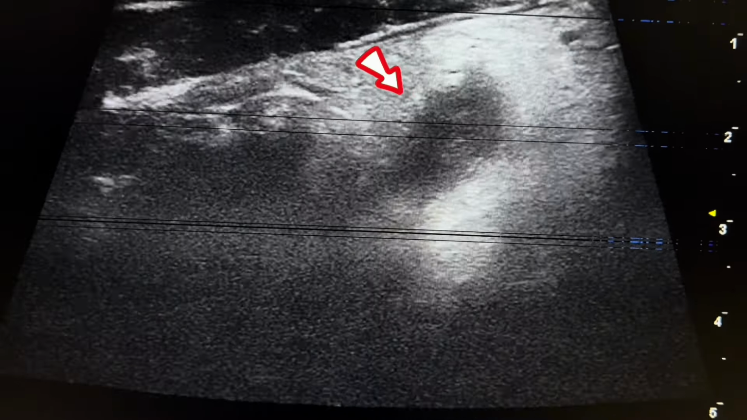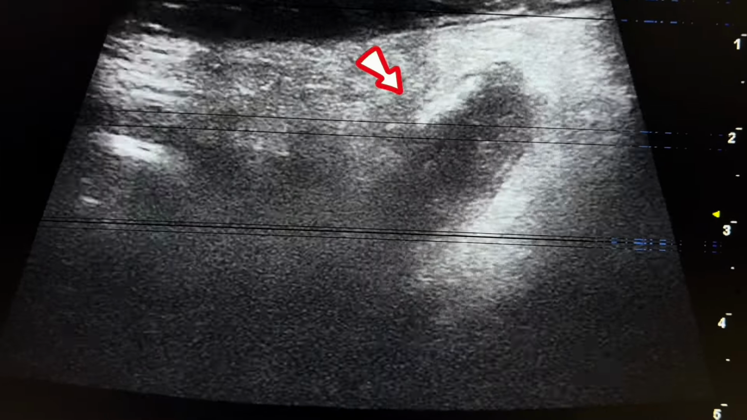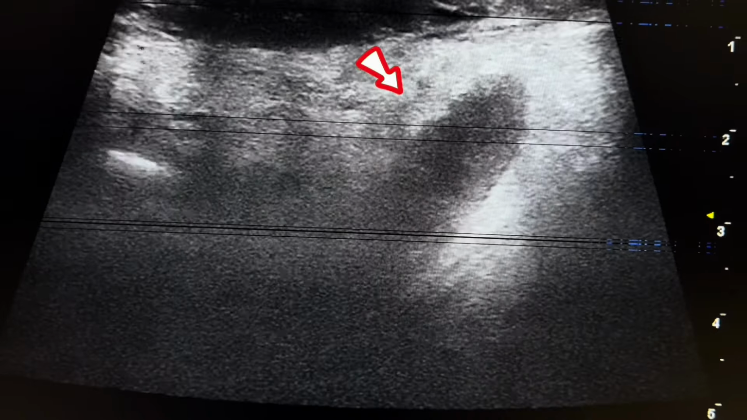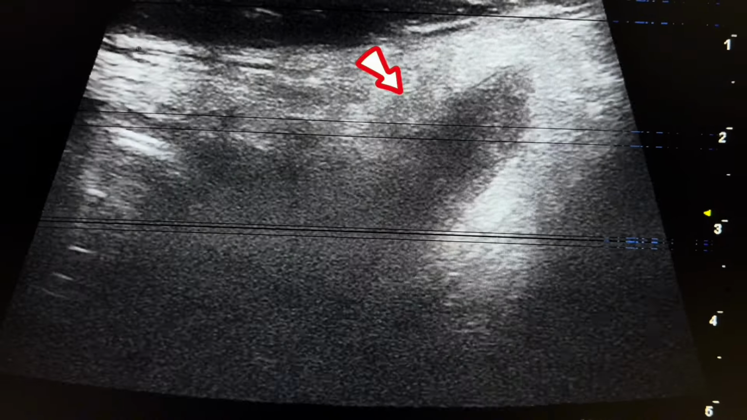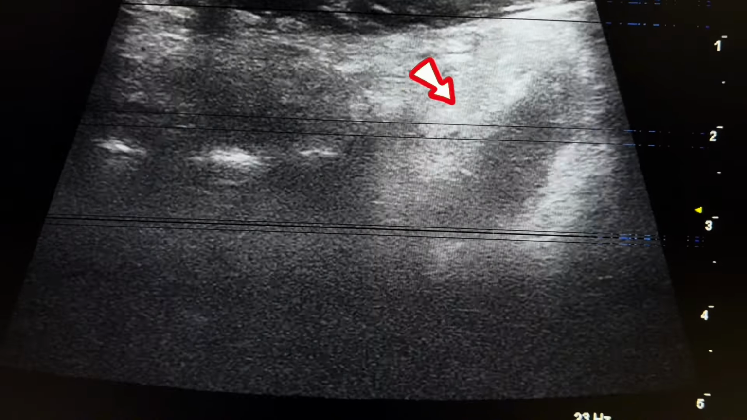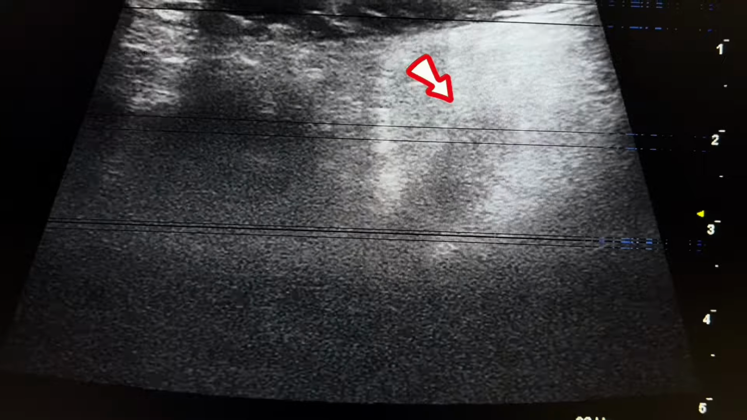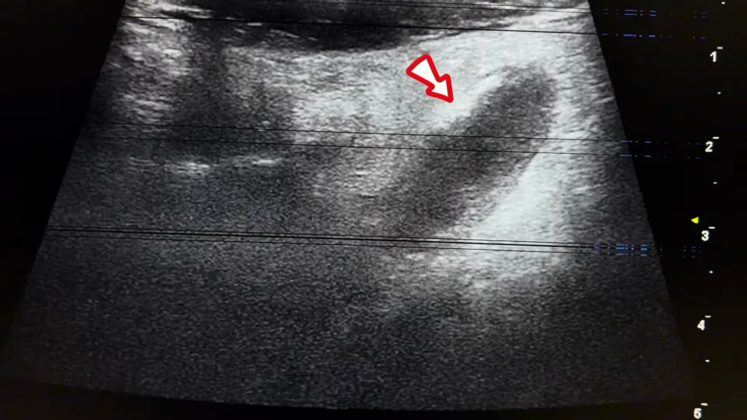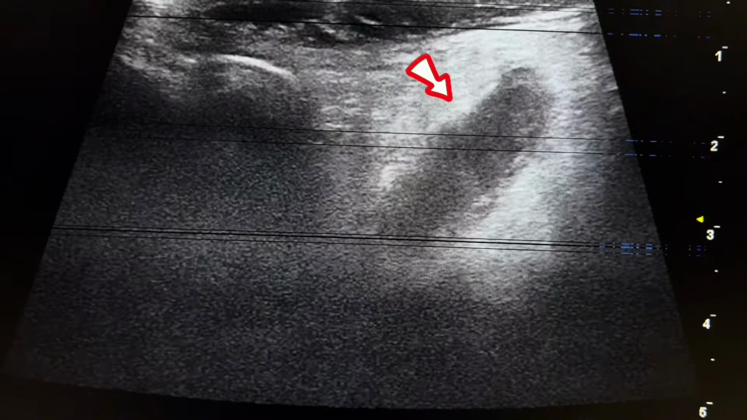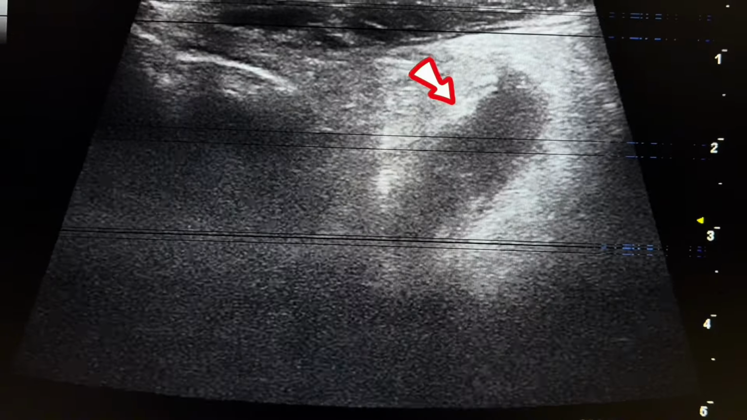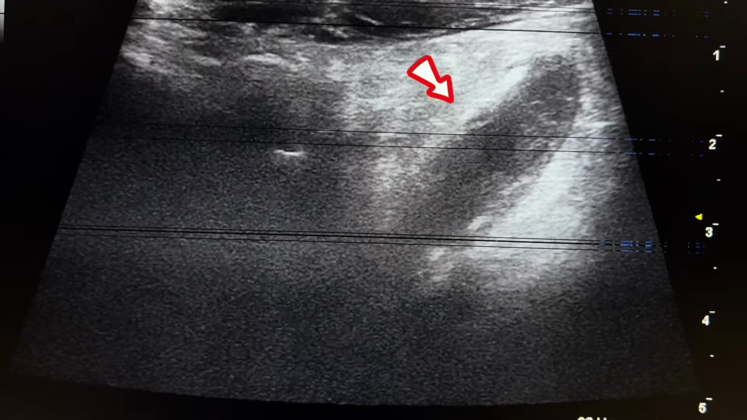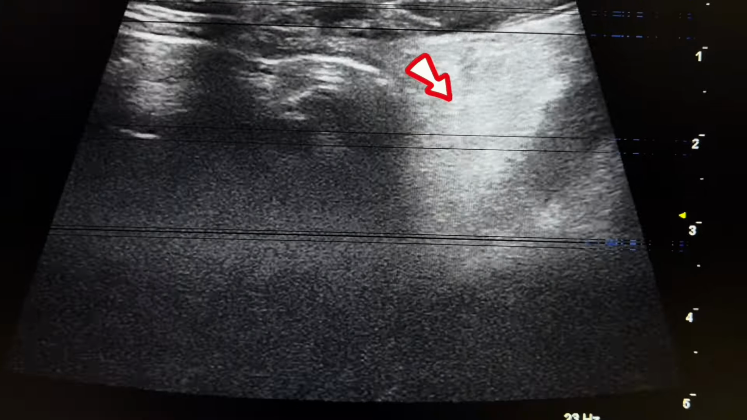Now rotated the probe at its axis. It is a lumen which contains fluid and debris. Now we will examine the peristalsis in this lumen. We see no peristalsis present.